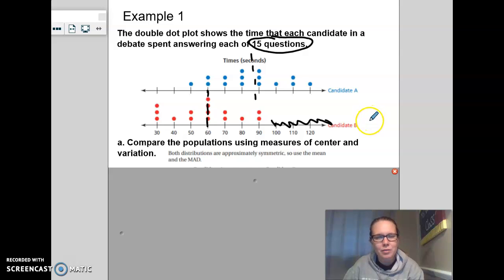Your MAD takes a lot more time to get done, because once you find your mean, you've got to find your MAD. Whatever your mean is, I'm just going to ballpark it here, guys. I don't know what the actual answer is, but maybe your mean is 60. Then you have to find the distance from 30 to 60. Well, that's 30. The distance from 40 to 60, that's 20. The distance from 50 to 60, that's 10. You add up all of those and then divide by 15.